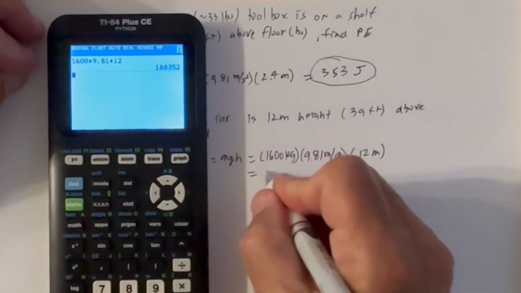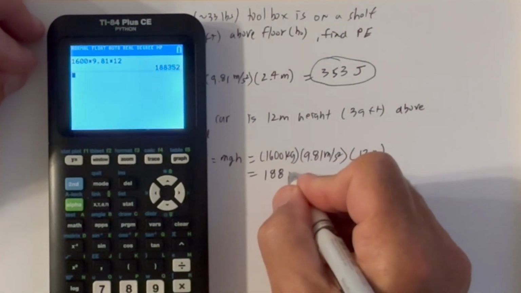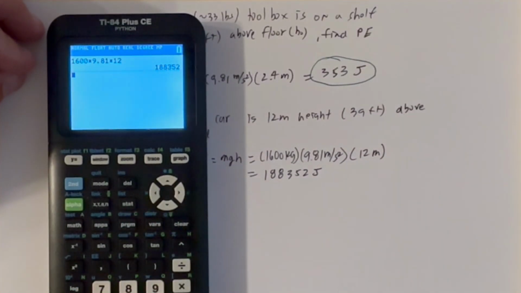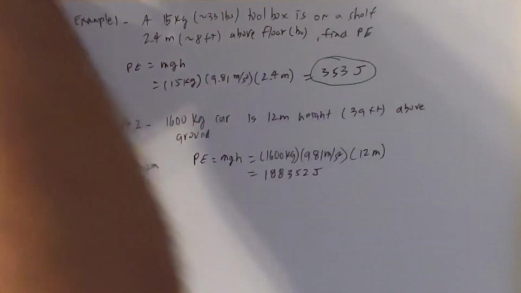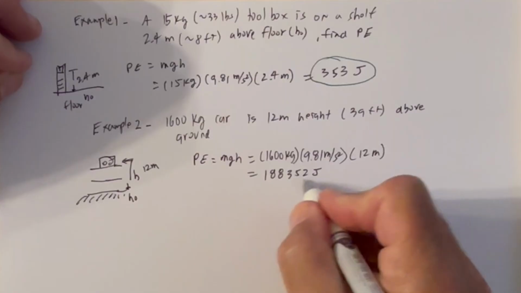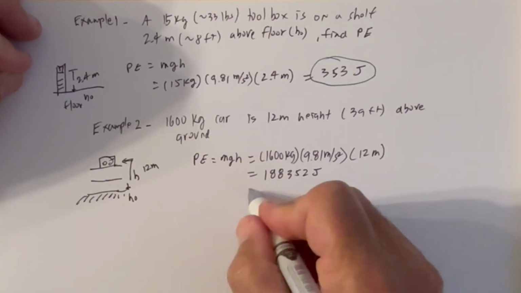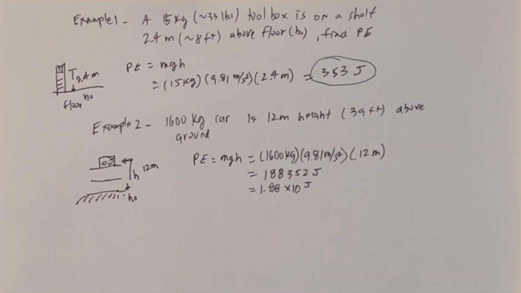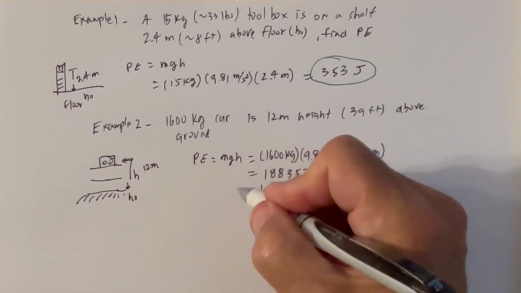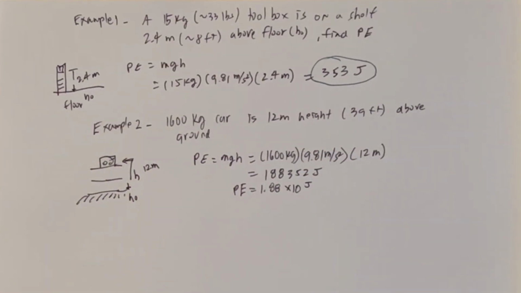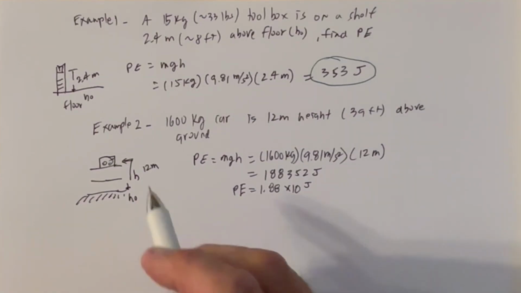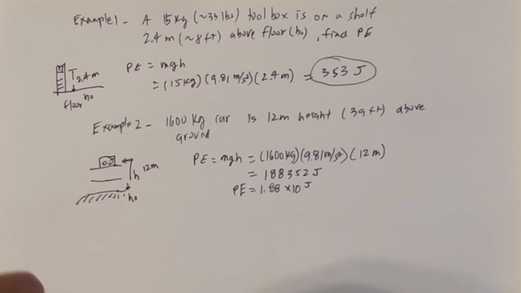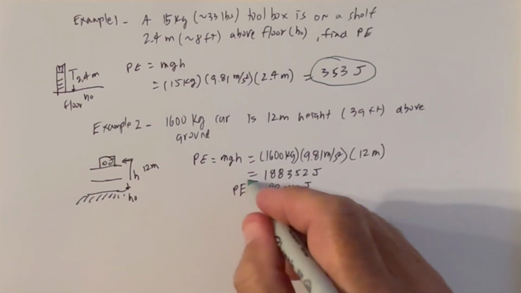So that's going to be equal to 188,352. That's in joules. Now if we convert that to scientific notation, taking our decimal point over there, that's equal to 1.88 times 10 to the 5th joules. So there is the potential energy of our car, a 1,600 kilogram car, like a standard SUV or sedan, up 12 meters in, say, a parking garage. So the higher we go in the parking garage, the more potential energy we gain.